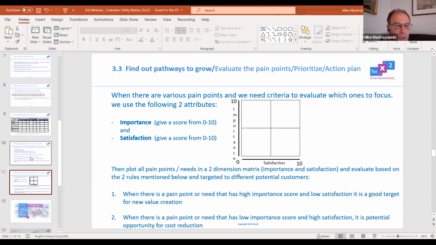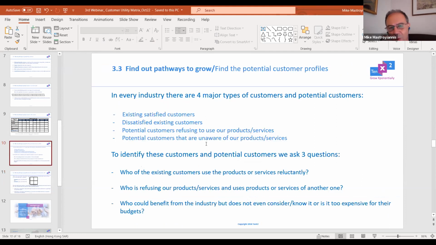And the last point I would just want to share, in this methodology, we always use the 4 major types of customers, because it's not only about finding new pain points, but also attracting new customers and new customer segments. And this we do by asking the right questions. So there are 4 types of customers: existing customers that are satisfied, existing customers that are dissatisfied, and you can convert them if you find the reason why they are dissatisfied, or potential customers that refuse to use our products or services because our products or services are not good enough.